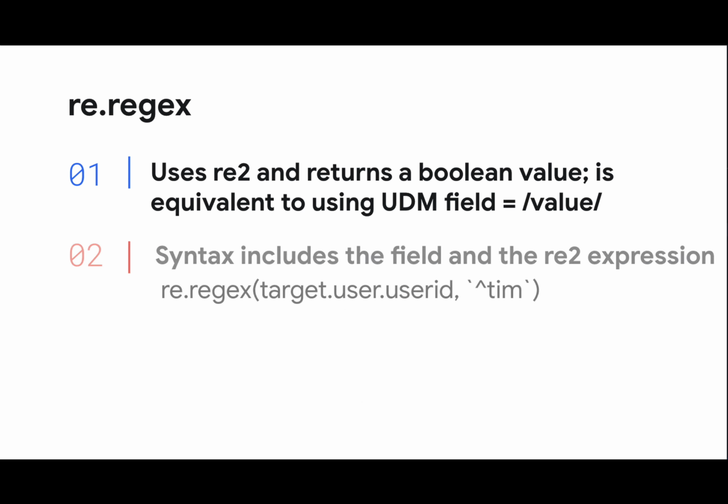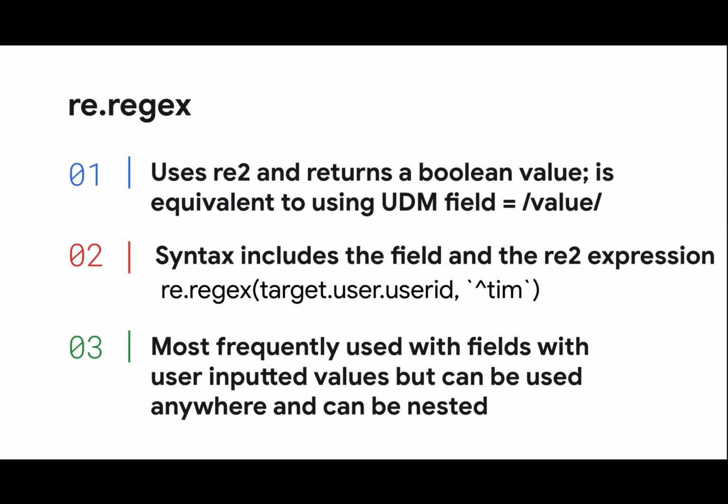As you can see, re.regex can be used in the same way as UDM field equals / value /. It returns a Boolean value and uses re2 syntax. It can be nested within an if-then-else statement and is most often used where fields have variability due to user input or folder structures, but it can be used elsewhere as well.